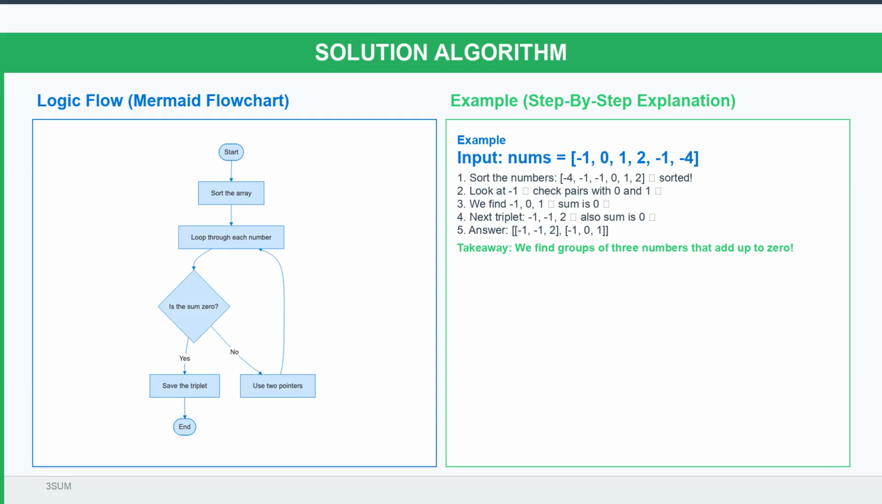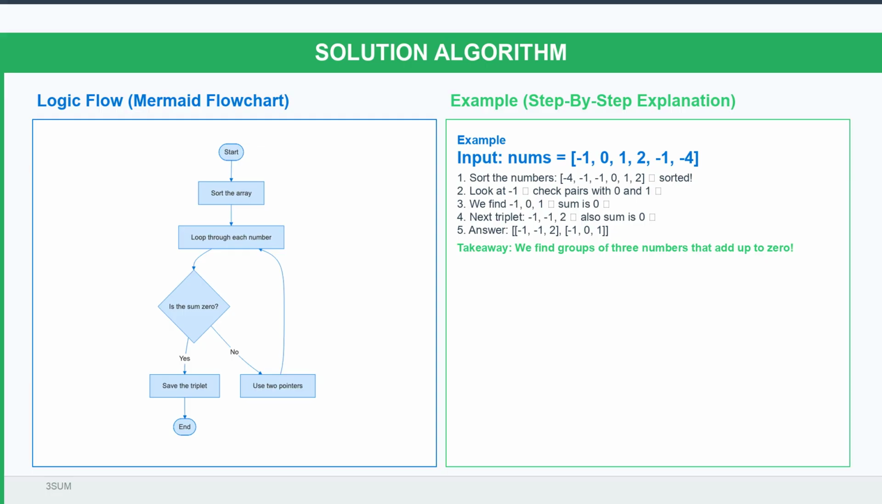Now we loop through the array, but only up to the third last element to ensure there's enough room for triplets. If we encounter a number that's the same as the previous one, we skip it to avoid counting duplicates. We then set up two pointers, one starting just after the current element and the other at the end of the array. As we work with these pointers, we calculate the sum of the triplet formed by the current element and the two pointers. If the sum is 0, we add this triplet to our result and adjust the pointers inward, skipping duplicates again.